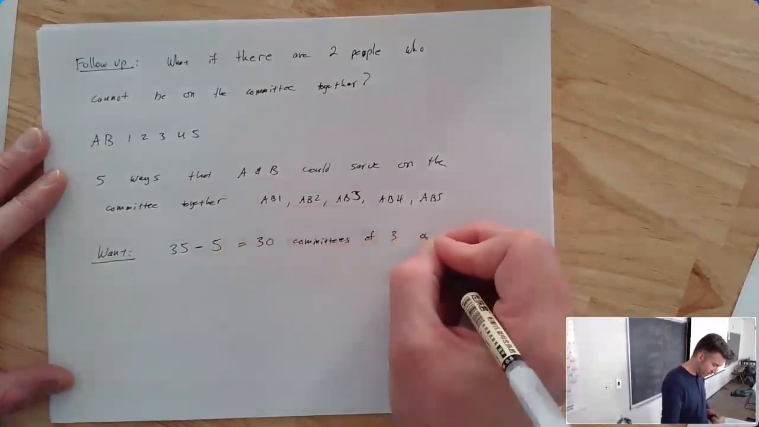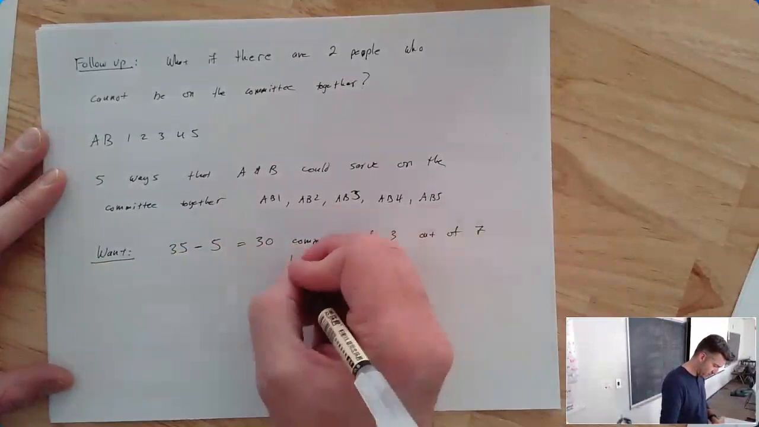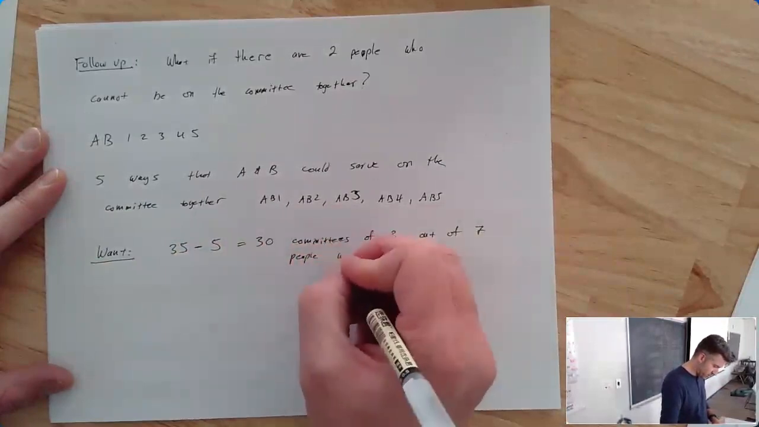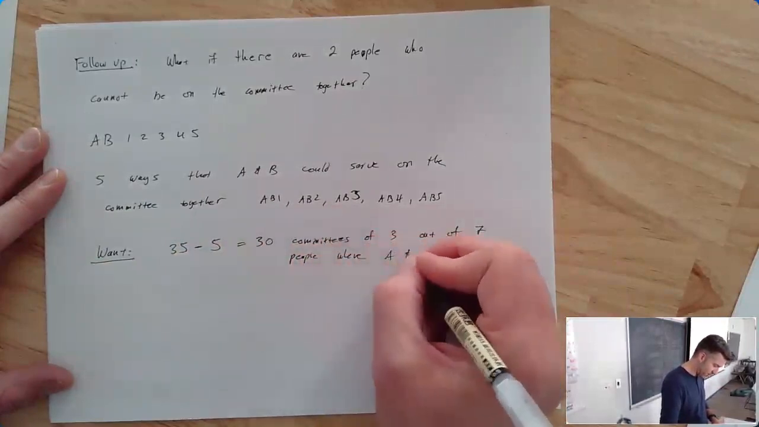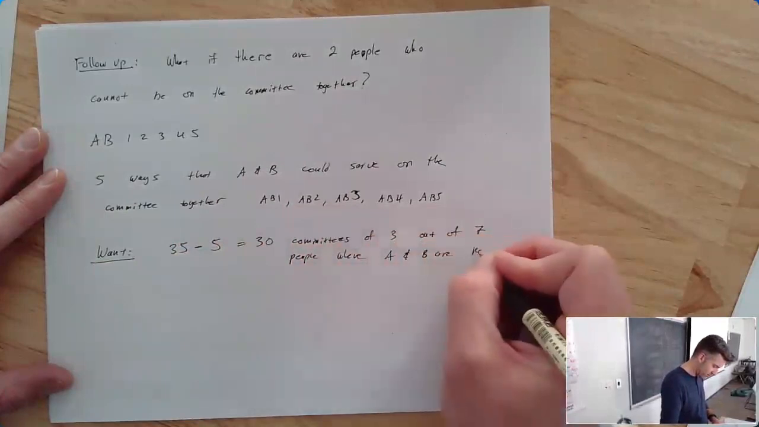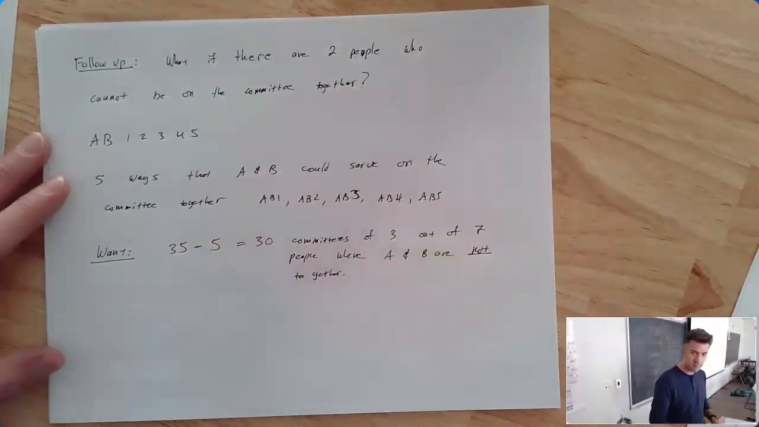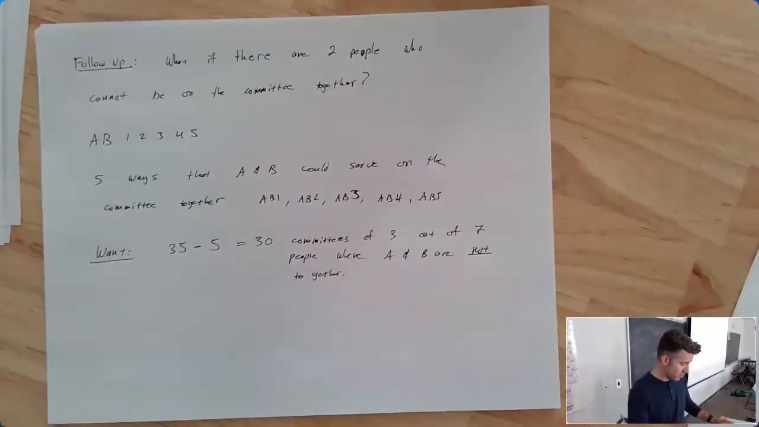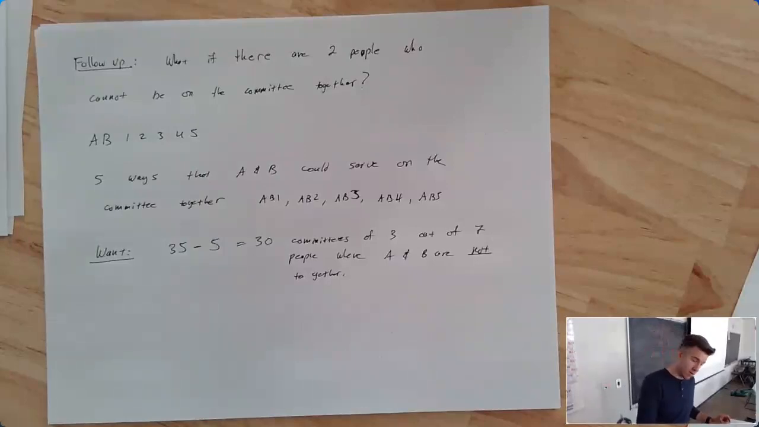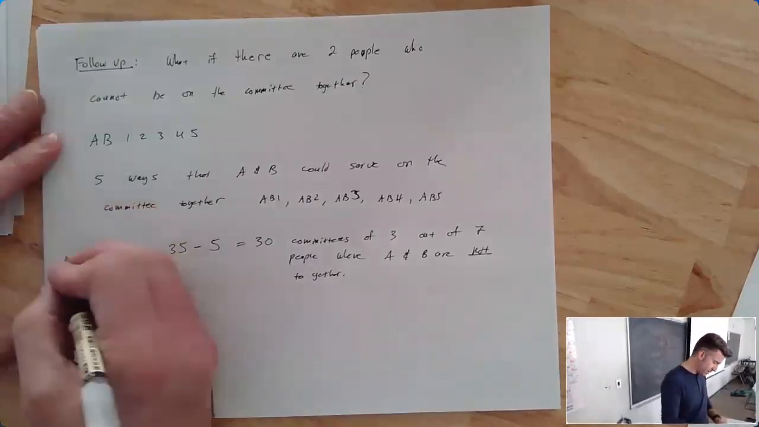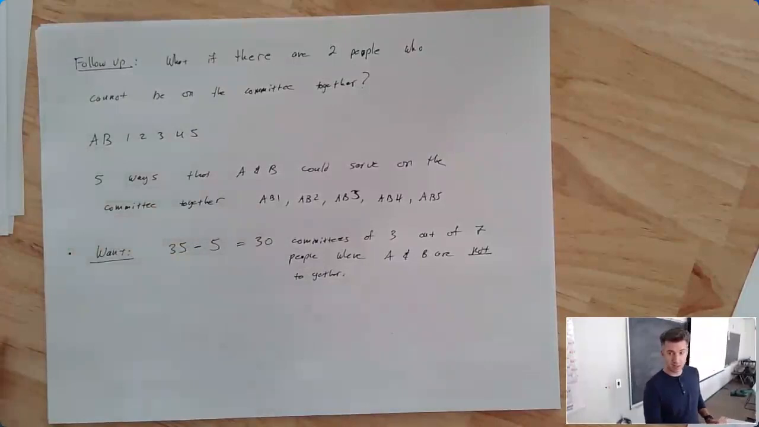of 3 out of 7 people where A and B are not together. That's one way of doing it. There's another way of doing it though. Another way would be to say, well, let's do it this way.